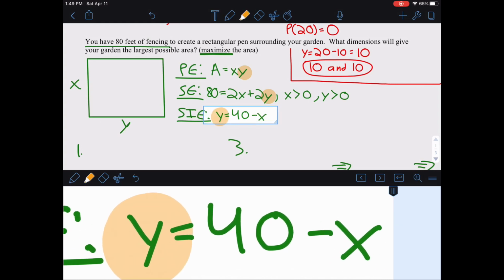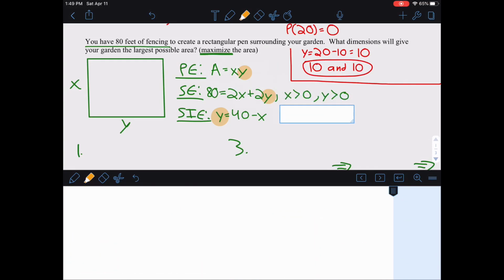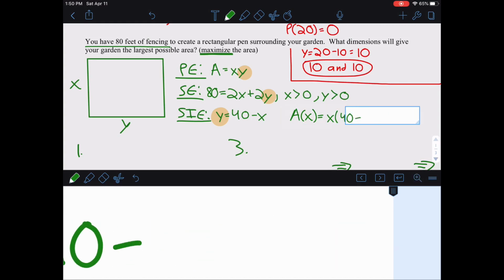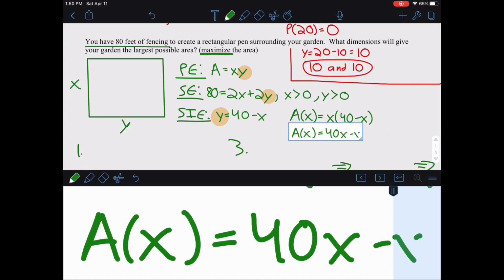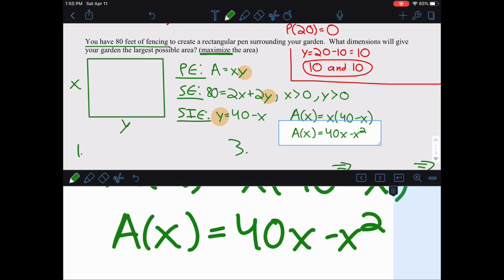And now I'm going to take this equation and plug it back into my primary. And so I'm going to get that the area as a function of just X is going to be X times 40 minus X. And now I'm also going to distribute, just like last time, because it'll make my derivative work a little bit easier so I can use some power rules. But this is my single independent equation right here. This is what I'm actually going to find the max or the min of.